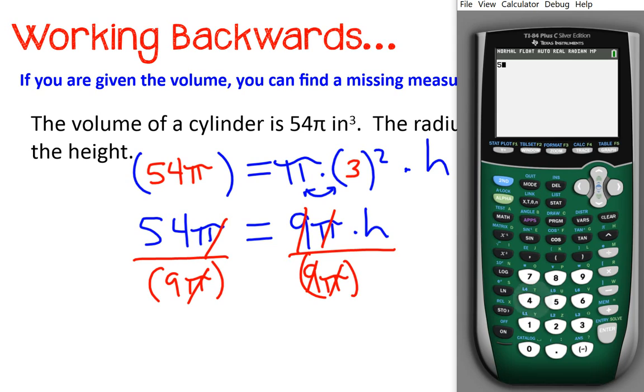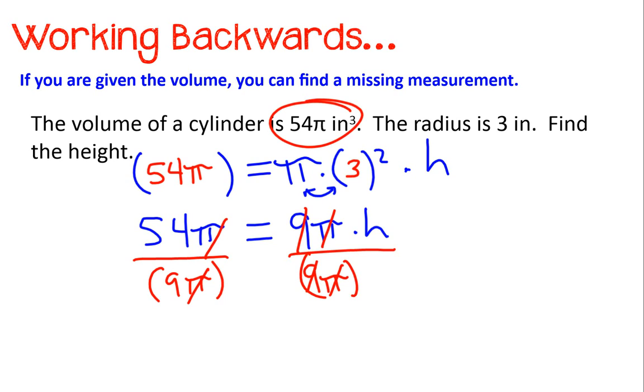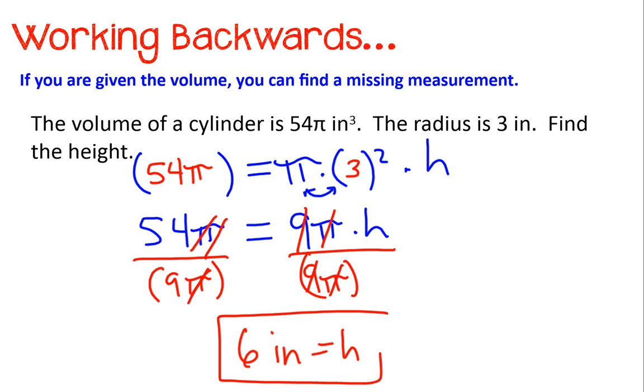So if I do 54 divided by 9, I'm going to get a 6. And if I did 54 times pi divided by parentheses 9 pi, I get the same answer. So what's nice about this is if your volume is given in terms of pi, you can skip that step on the calculator and just cancel them out. So our height is equal to 6 inches. Alright, so that was a couple different examples on how you can solve for the letter h, or to find an unknown height.